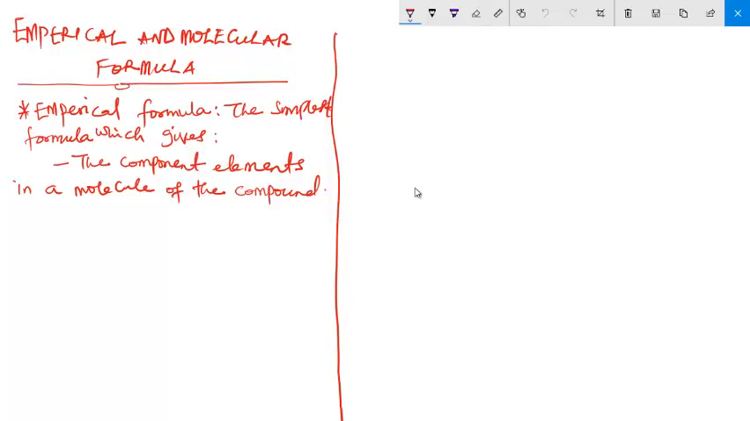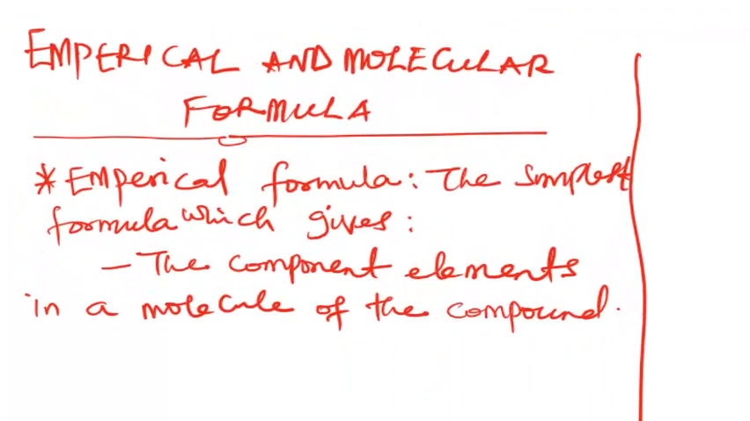First, we look at the definition of empirical formula. The empirical formula of a compound is the simplest formula of that compound, which gives the component elements in a molecule of the compound and also the ratio in which the elements are combined together. So it gives the component elements, and it also gives the ratio at which the elements combine.